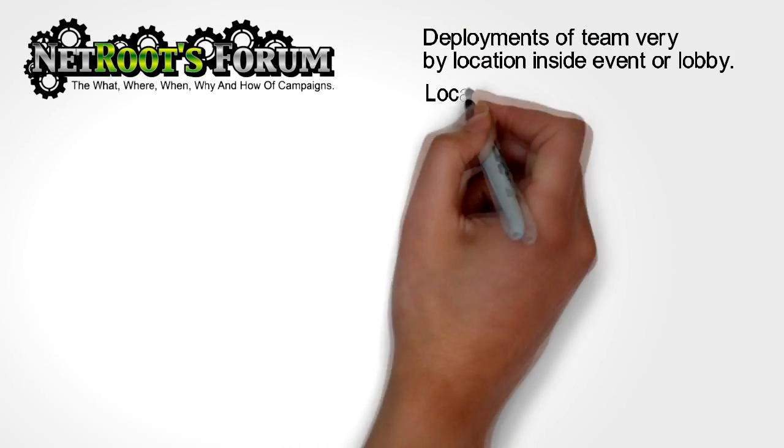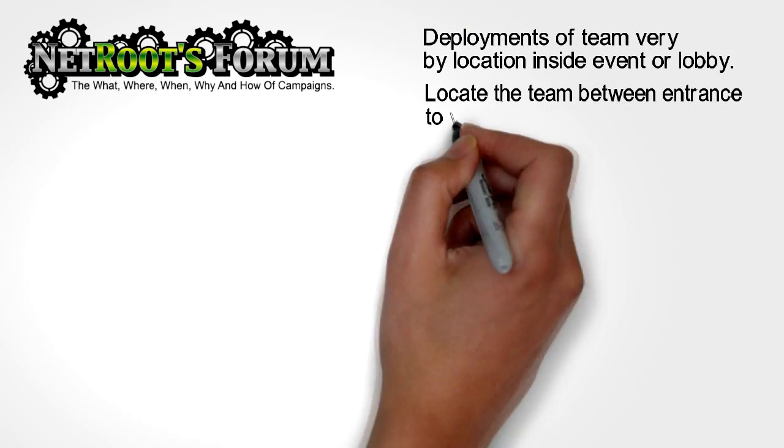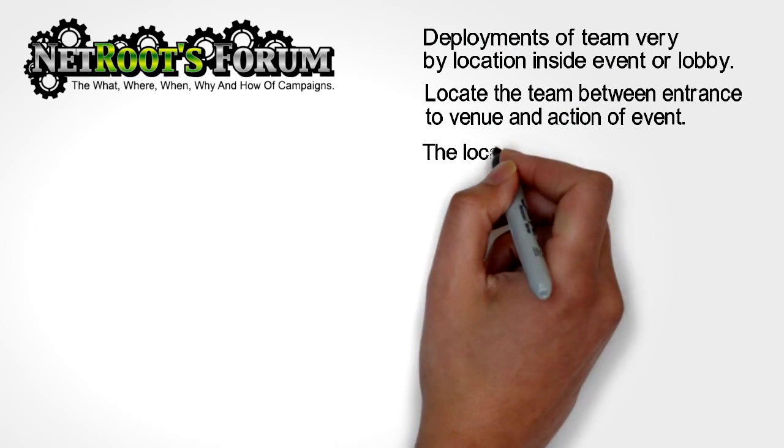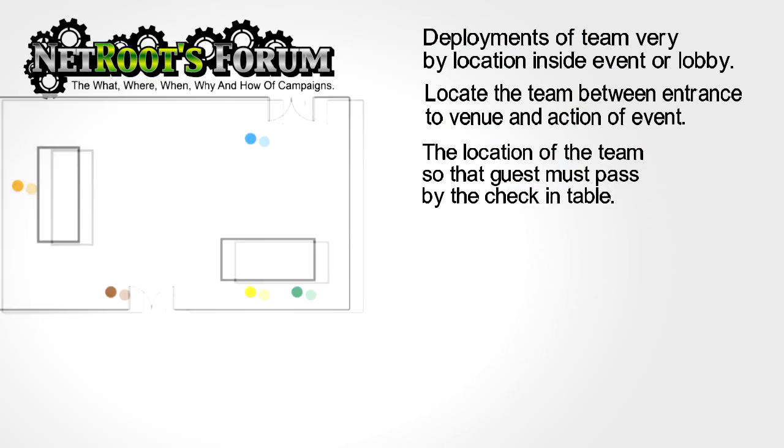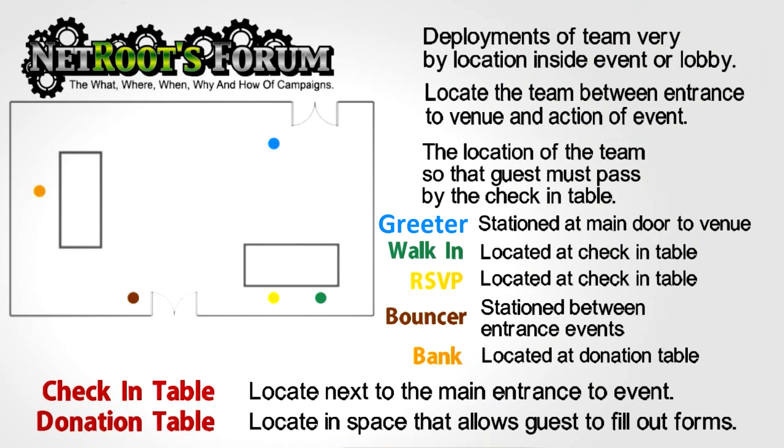Let's go over where people are deployed in the lobby of an event. You can see we have two tables set up. The greeter is at the main door. The walk-ins and the RSVP are directly in front of the main door, and the bank is off to the side. Also notice that we have the bouncer by the door to the event.